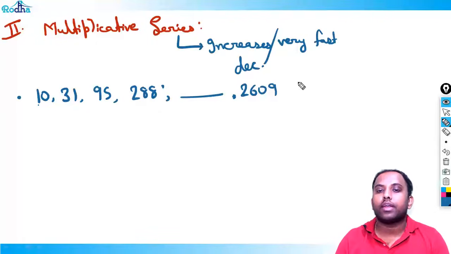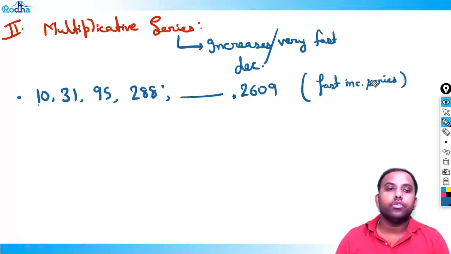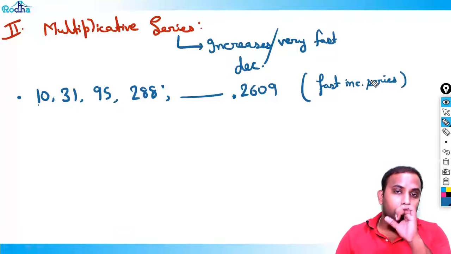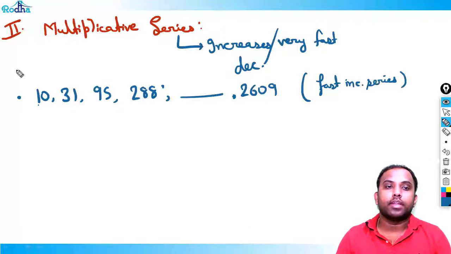So you can say directly that the series is increasing very fast, right? It's a fast increasing series. 10, 31, then 95, then 288. After one blank, it becomes 2609. So it could be a multiplicative series. And what should we do? We should see what to multiply.